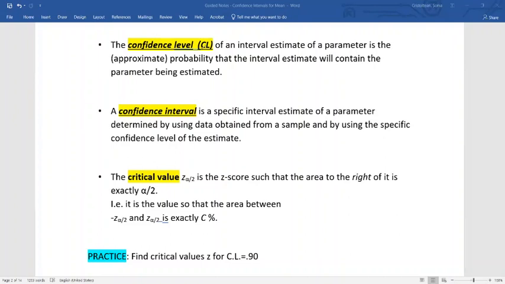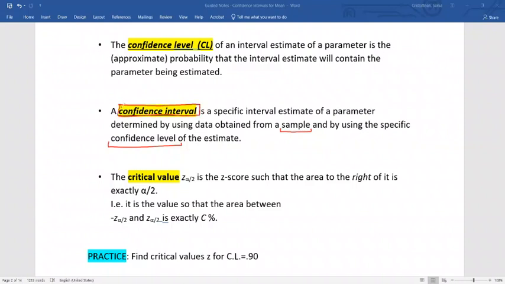So now that we talked about the confidence level, let's talk about how we put these together and construct not just an interval, but a confidence interval. A confidence interval is a specific interval estimate of a parameter determined by using data obtained from the sample and by using a specific confidence level of the estimate. So we take data from the sample. We start with a sample point estimate associated with a probability. Going through a step-by-step process, we find the confidence interval for a parameter.